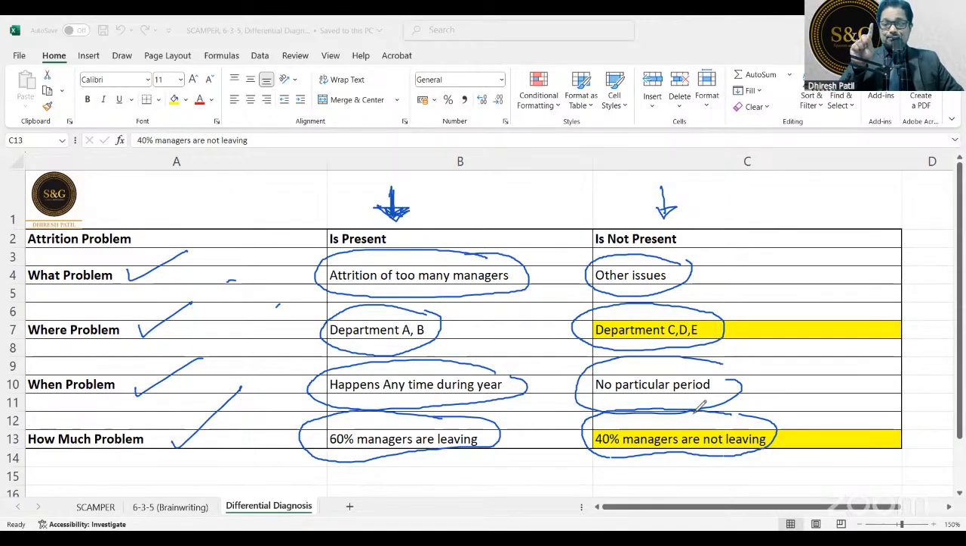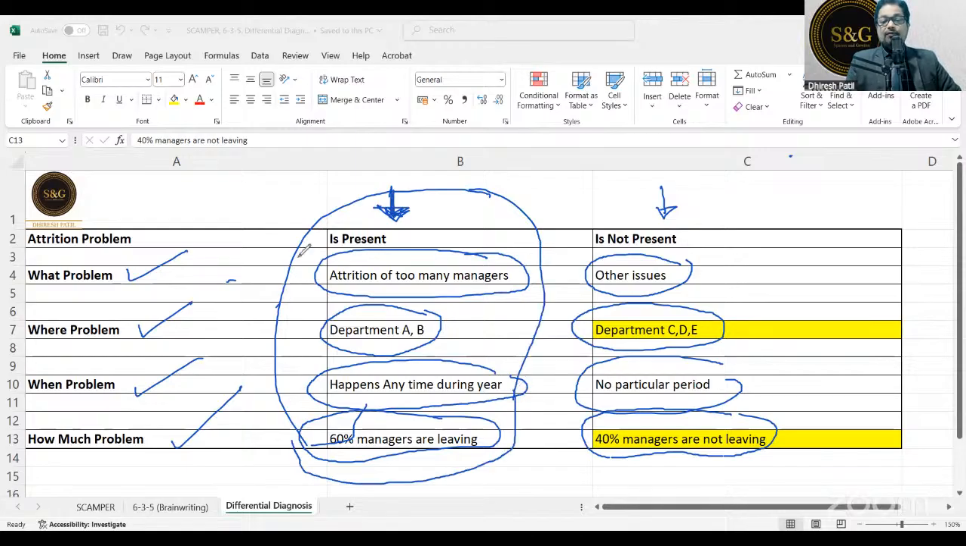Now, see, in the traditional approach, we would have focused only on this part. What is the problem? Where is the problem existing? We would have focused only on this area. Yes or no? In the differential diagnosis, we are focusing on the area where the problem is not there.